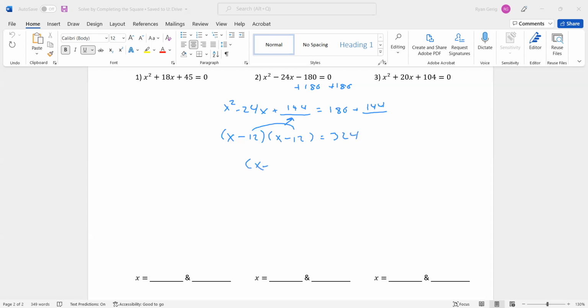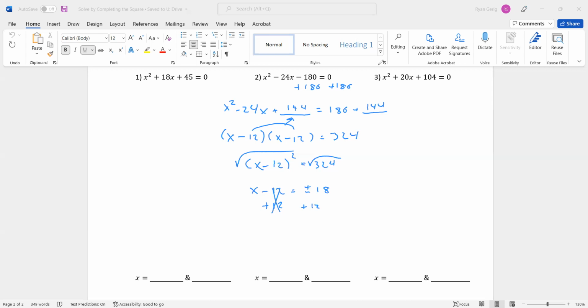So I'm going to go ahead and write this as x minus 12 squared. And now square root. So I get x minus 12 equals plus or minus 18. Okay, just type that in the calculator. Most of the time, it's going to be a good number. Okay, there are times when it's not. But for right now, intro to this, it's going to be good numbers.